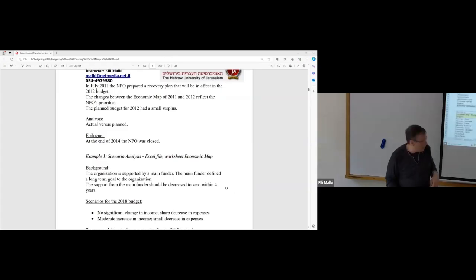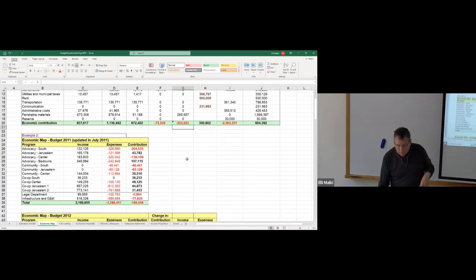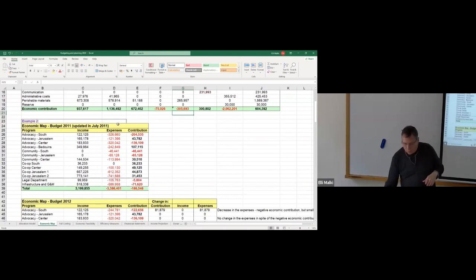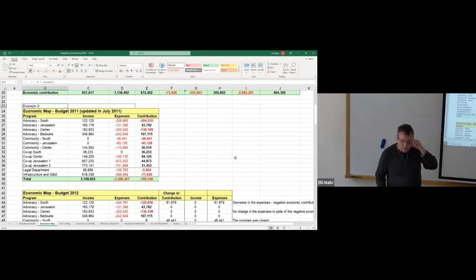Now we are still in the worksheet economic map, and we are here. Example number 2. So example number 2, the first table always is the base scenario. Make it slightly larger. So this is the base scenario, and the base scenario reflects an updated budget for 2011. Note that it says updated in July 2011.